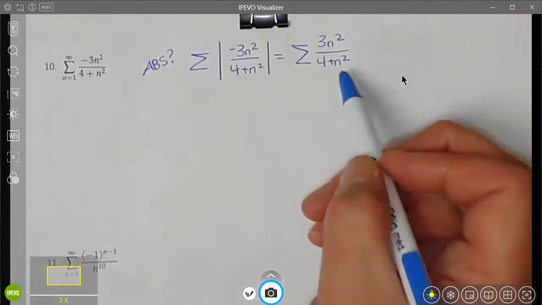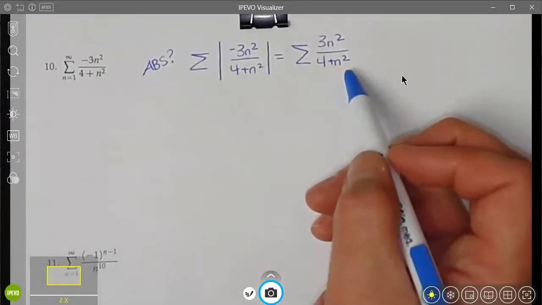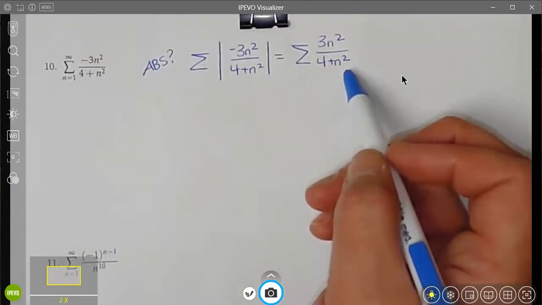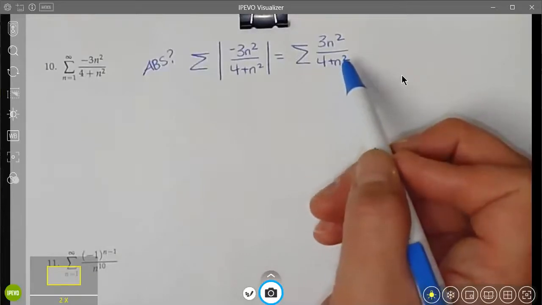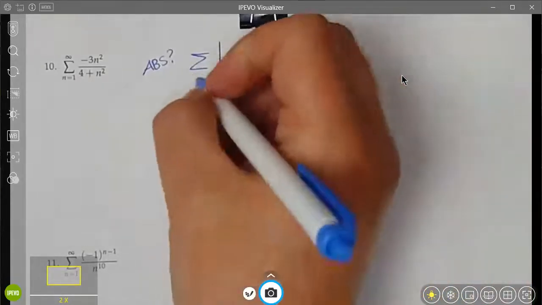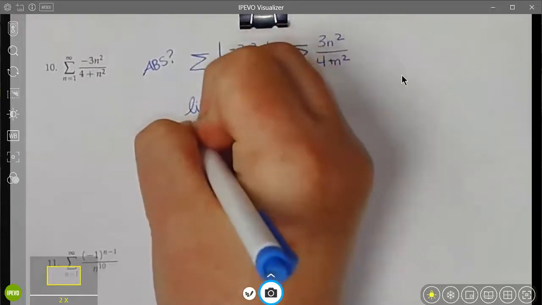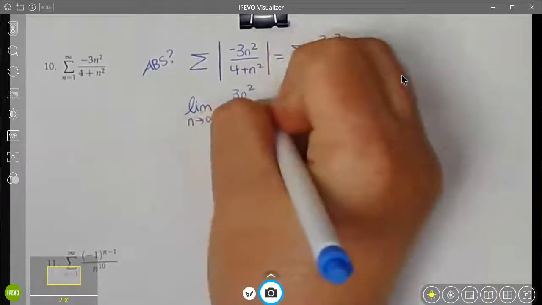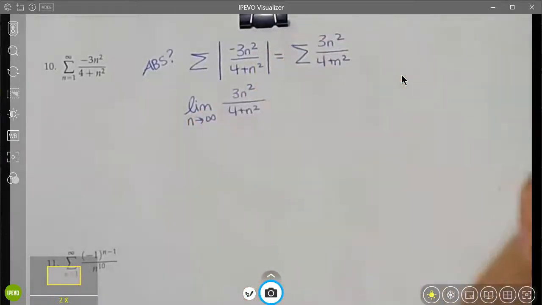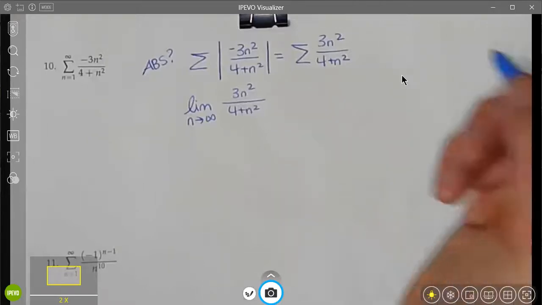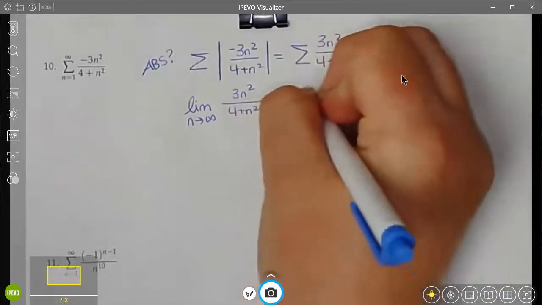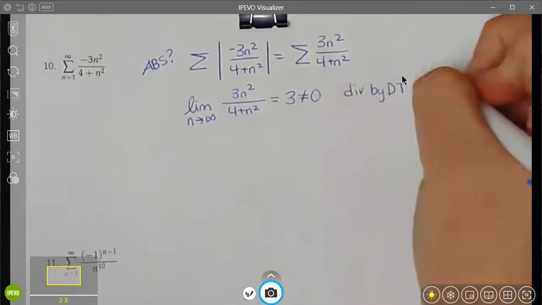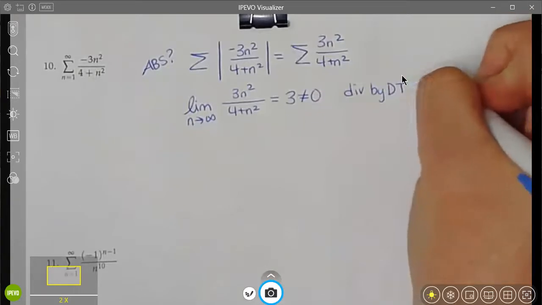Then I need to apply a test to see if this converges or diverges. This is not a geometric or a p-series, but I can try the divergence test, and eyeballing it, it looks like it's going to fail that divergence test. So let's try that. The limit as n goes to infinity of 3n squared over 4 plus n squared is going to be 3. That's not equal to 0, so this diverges by the divergence test. So it is not absolutely convergent.